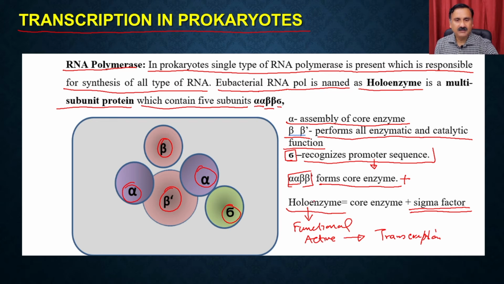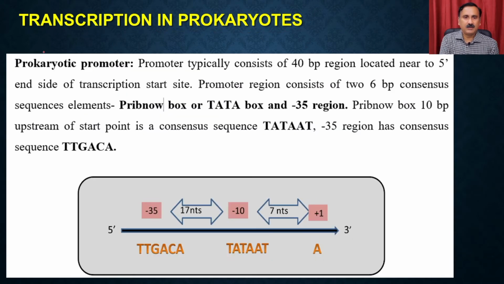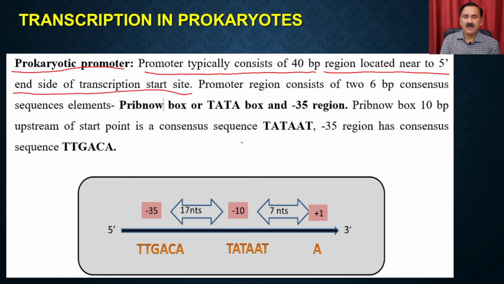Now the second thing is about the promoter, right? Prokaryotic promoters typically consist of a 40 base pair region located near the 5' end of the transcriptional start site, right? Remember that when we were showing you the typical transcriptional unit, we had the coding sequence, and then upstream of the coding sequence is the region of the promoter.